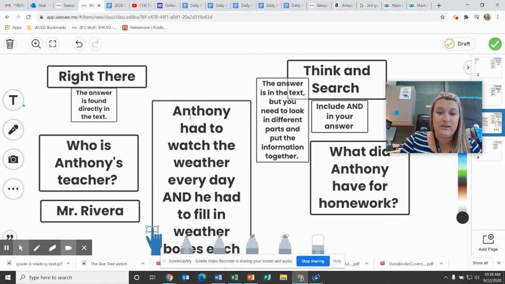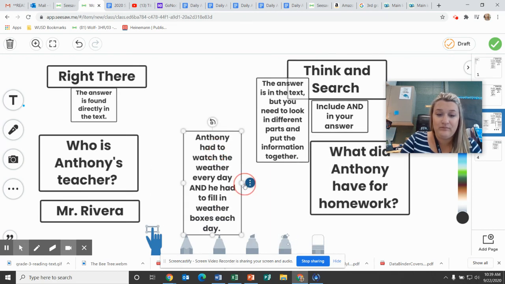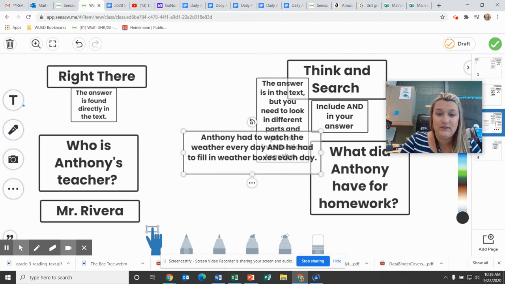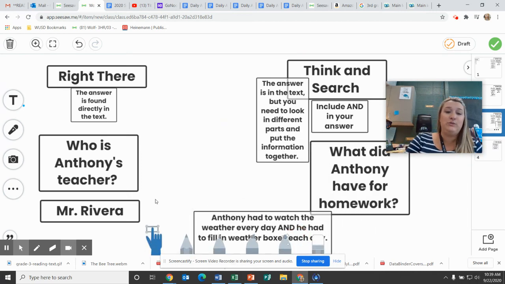All right, let's shrink this down. Make it a little fatter. There we go. So our right there question was, who is Anthony's teacher? Mr. Rivera, because we could point to that in the text. Think and search is you had to use the word and in your picture because it's two separate parts, right? Anthony had to watch the weather every day and he had to fill in the weather boxes each day.